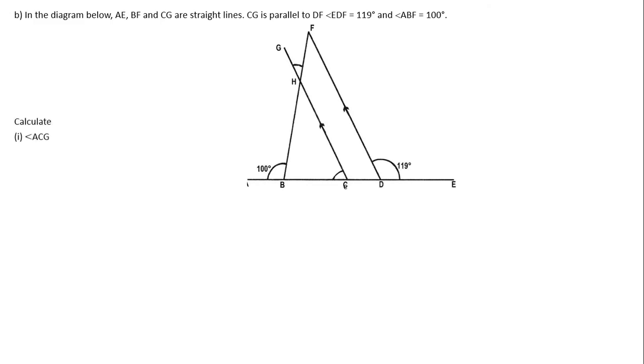Question 16, part B is saying in the diagram below, AE, BF and CG are straight lines. CG is parallel to DF. Angle EDF is equal to 119 degrees and angle ABF is equal to 100. Calculate angle ACG.